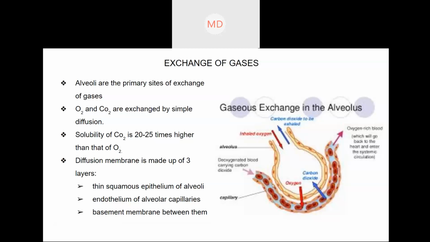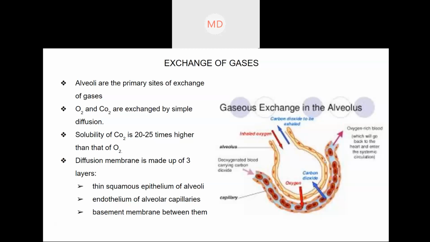And the third layer, the three layers are there, right? So the third layer is the basement membrane between them, this white portion. That is known as the basement membrane, between squamous epithelium and alveolar endothelium. So these are the three layers of the diffusion membrane.